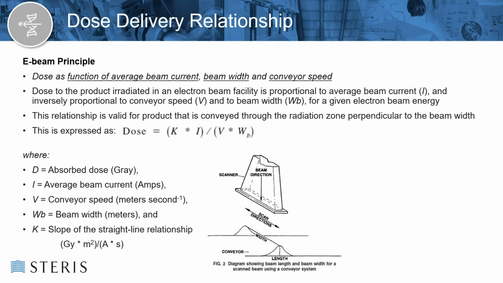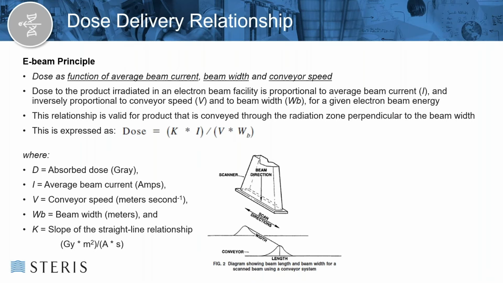So the dose being delivered by electron beam is a function of our average beam current, our beam width, and our conveyor speed. You can see that relationship there. Dose equals K times I over V times width of beam. The dose of the product irradiated by an electron beam facility is proportional to the average beam current, or I, measured in milliamps, inversely proportional to conveyor speed and to beam width.